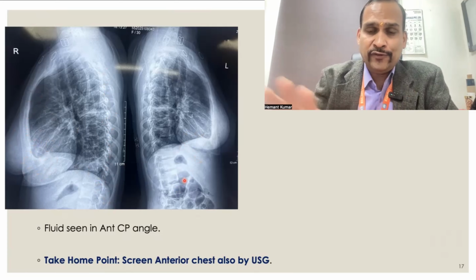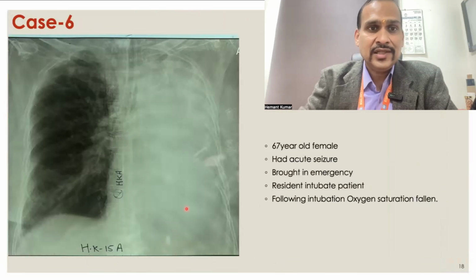It doesn't matter whether the patient is male or female, you have to examine the anterior part, like in this case. So this is pleural effusion, anterior side. This is another interesting case, case number 6.